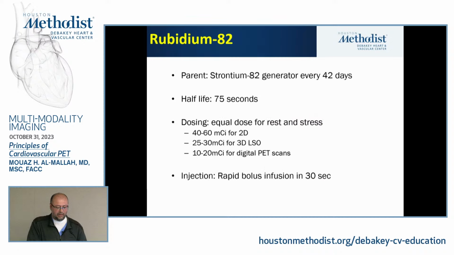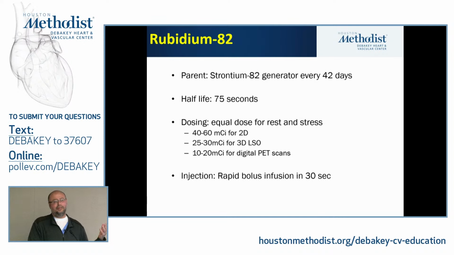But the most commonly utilized one is actually rubidium. We utilize rubidium. You get a generator every 42 days. You put it in the injection system, and the half-life is 75 seconds. And depending on the machine, if you have a very old system, the 2D systems I talked to you about, then you need 40 to 60 millicuries. If you have a digital system, we inject 10 to 20. Maybe in bariatric patients, we can push it up to 25 millicuries, but not more than that. You get good image quality, and you can quantify blood flow with that.